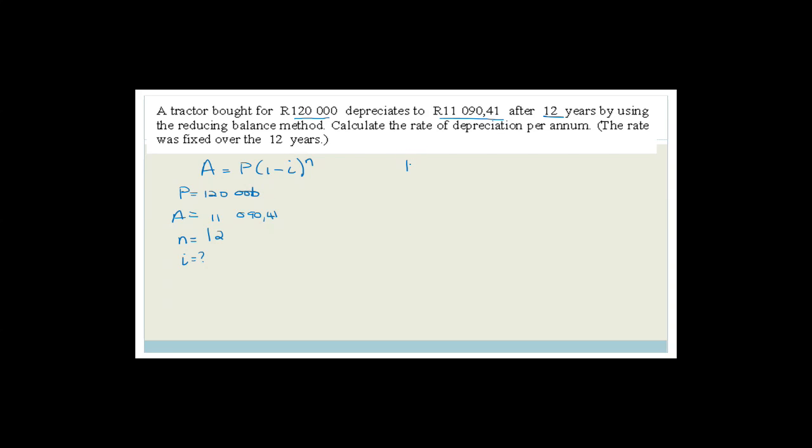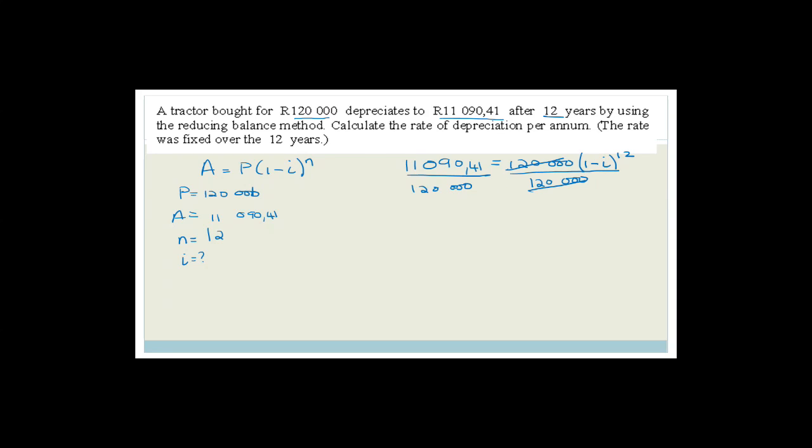So we've got 11,090.41 is equal to the principal of 120,000, 1 minus I, we want I, all to the power of 12. Okay, so do you agree you can divide both sides by 120,000 to get rid of the 120,000 on both sides? The reason you want to do this is because we're actually trying to isolate I. So we need to get rid of all the other numbers, okay?